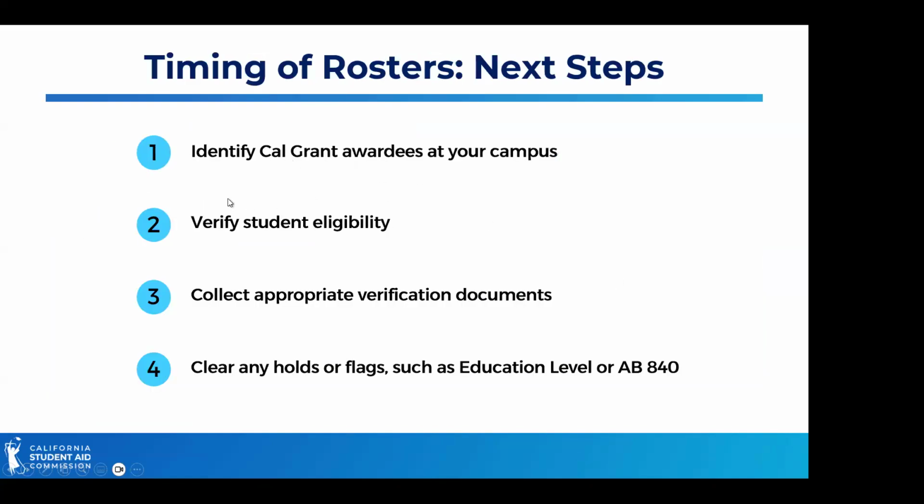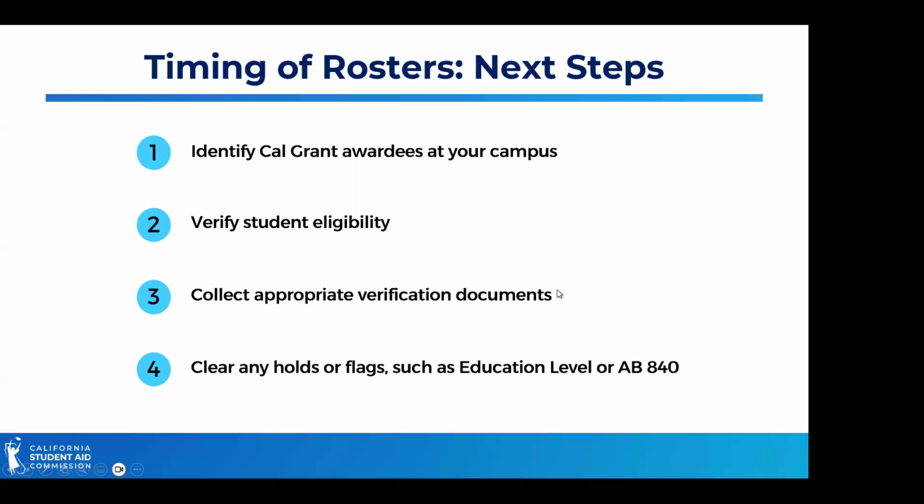So the next steps would be, once you know when your rosters are open, we want to identify your Cal Grant awardees, right? Not every student is going to list your campus on their financial aid application like they should. And so there are other ways that you as a campus can identify who on your campus has actually been awarded, even if they didn't list your college on their financial aid application. Then verifying their eligibility so that we can prepare to pay them, collecting any verification documents as needed, right?